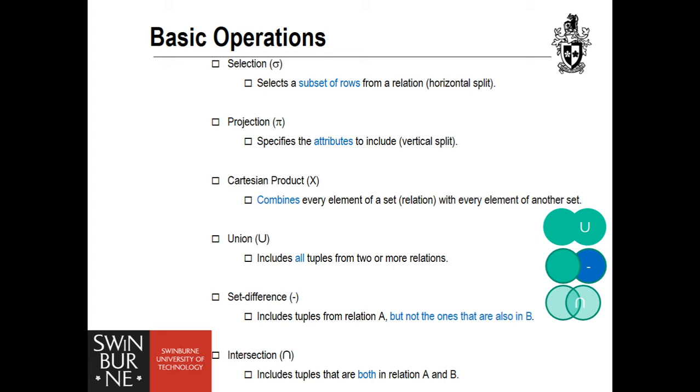Projection works on a single relation and extracts only the desired attributes. The new relation contains a vertical subset of the content of the original relation. The Cartesian product needs at least two sets. Every item in each set is combined with every item in every other set.